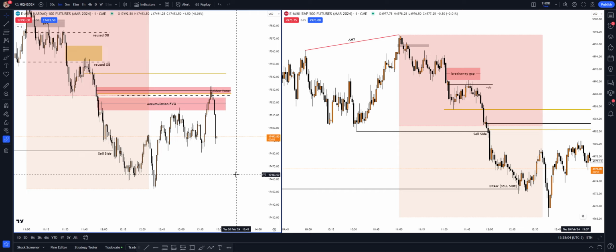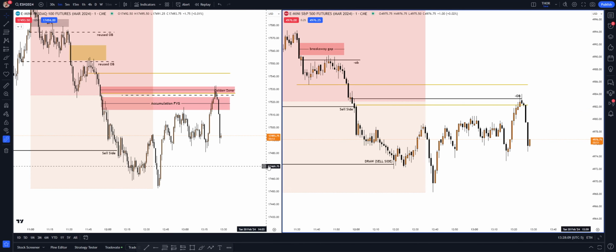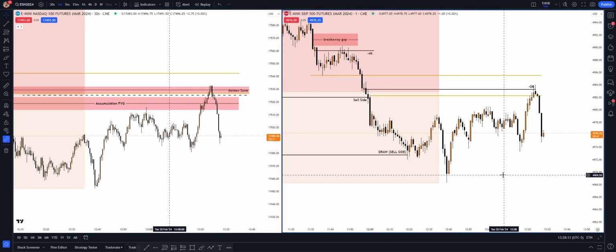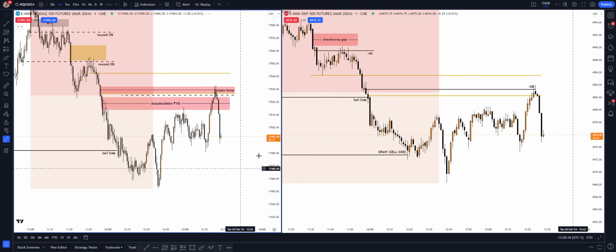We go back on ES. I don't think we have an SMT divergence on the 30-second chart. Yeah, we don't. Alright, that's fine. No need for FOMO.